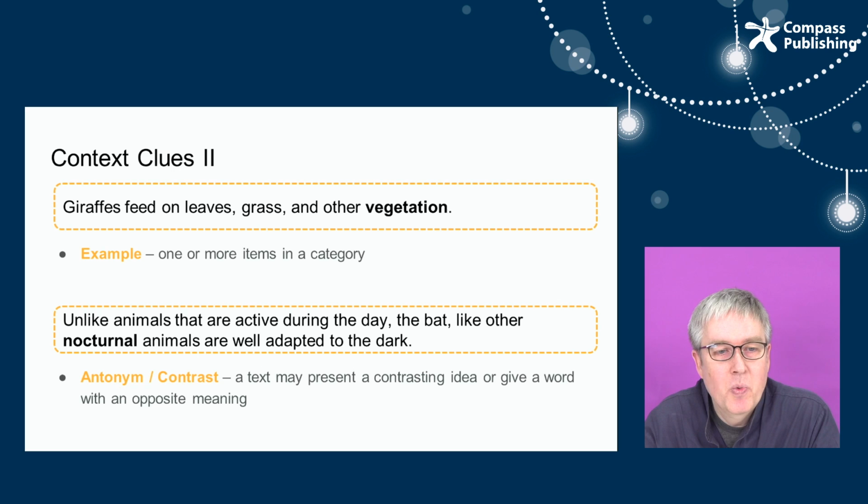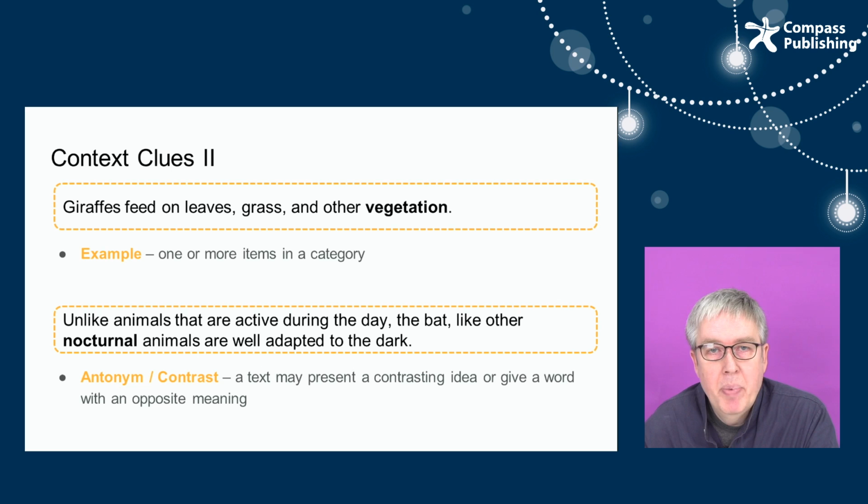So nocturnal is the word that we don't know. We can look for a contrastive term. So a bat is a nocturnal animal, and it says unlike. Unlike is a big clue word for contrast, right? So unlike animals that are active during the day. So active during the day is the contrast. So what does nocturnal mean? It means active during the night. So looking for words like unlike, but, these kinds of words.